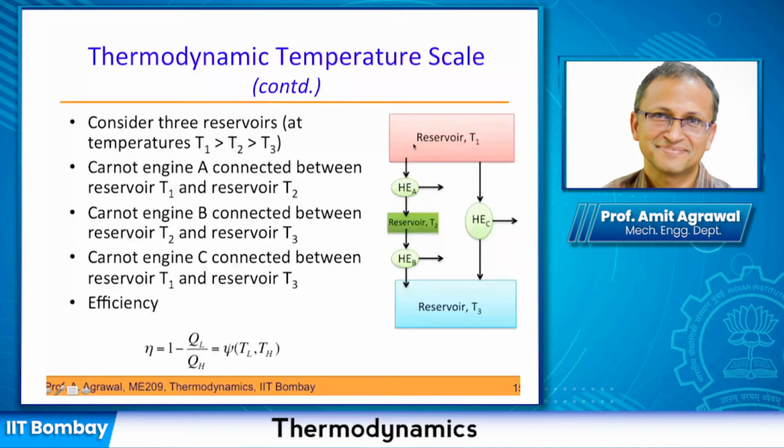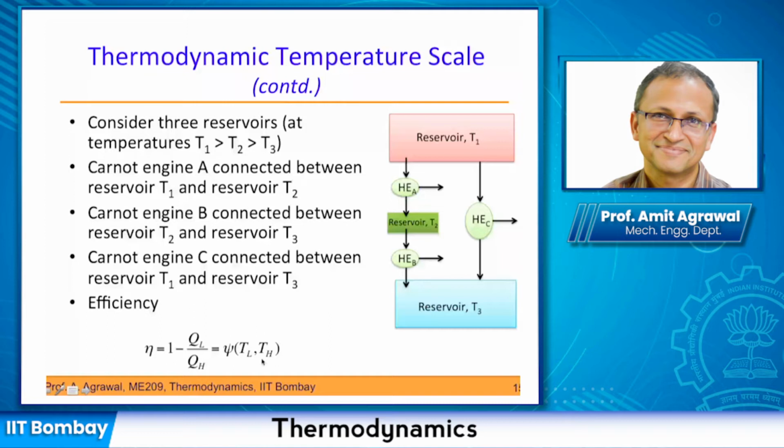All of them take a certain amount of heat from the higher temperature reservoir, reject a certain amount of heat to the lower temperature reservoir, and the difference is converted into work. So by now we know that the efficiency can be written as 1 minus QL upon QH, which is only dependent on the temperatures which we have. So this is something that we have seen now, and this is what we are going to use for defining things further.